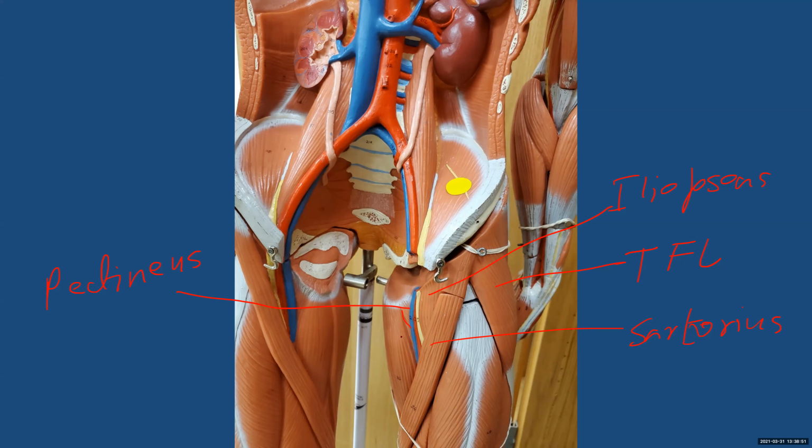Adduction is bringing it back. So imagine you're standing on both legs and you move one leg sideways. That's abduction. Bringing it back is adduction. Tensor fasciae latae is the major abductor. It looks like a small muscle, but it is probably the most critical abductor.